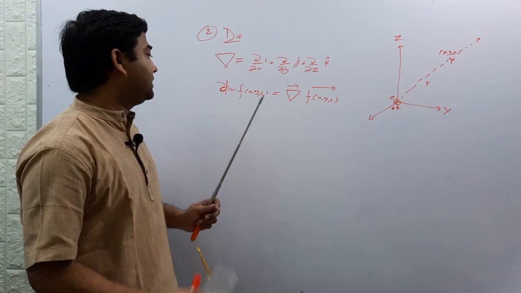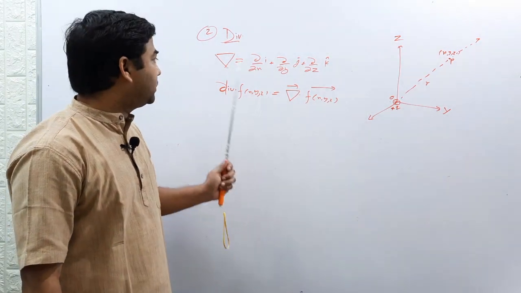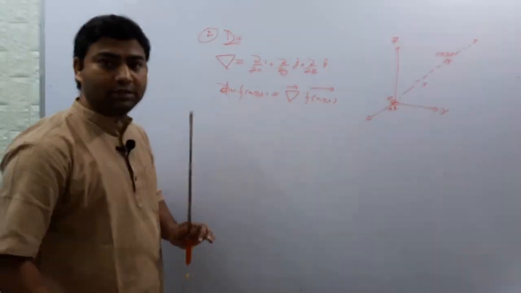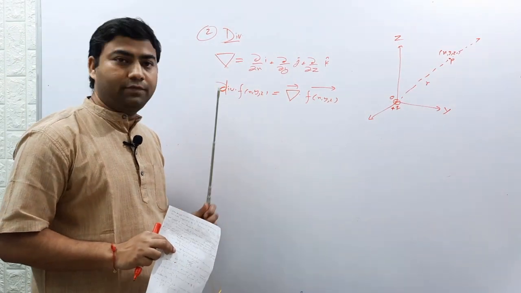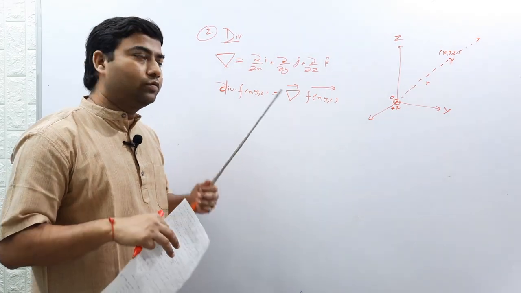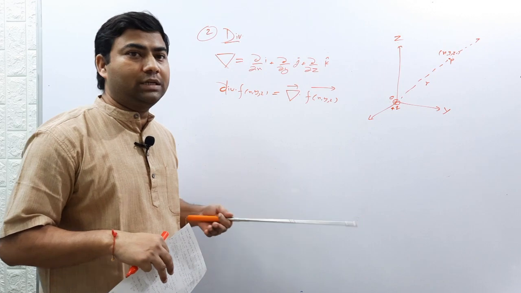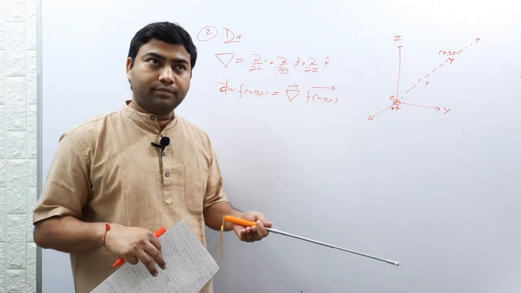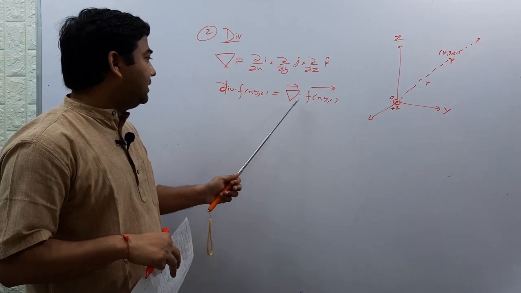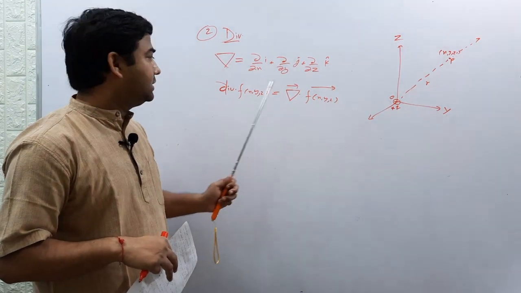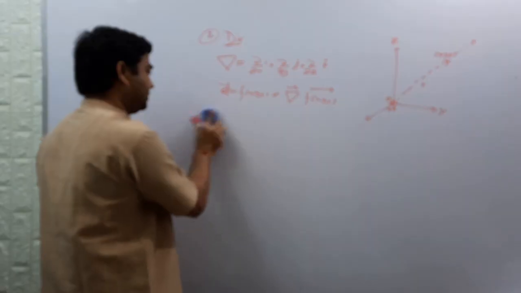Because here the function is a vector function, we know this is a dot product of del and a vector function. That is called divergence. For a dot product we must have a vector function; a dot product cannot be found for a scalar function. So the dot product of del and a vector field is called the divergence of a vector field.